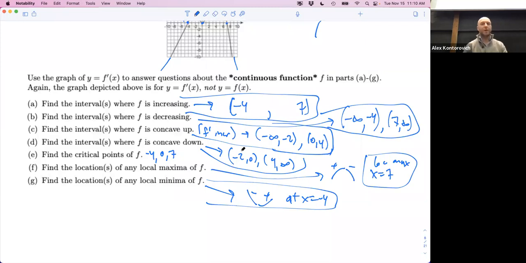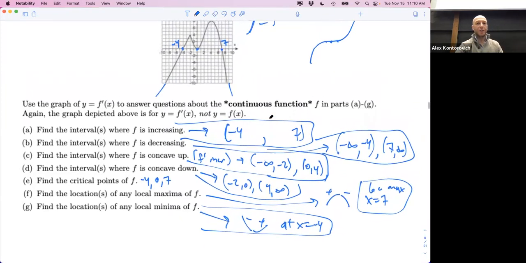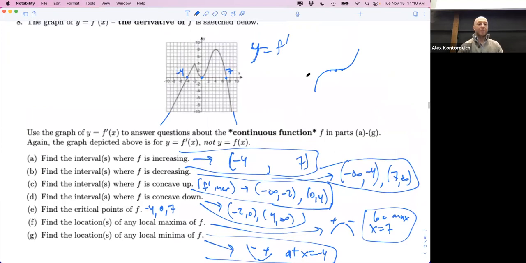We are including 0, because think about what increasing means. Increasing means if I take a step to the right, I go up. If I take a step to the left, I go down. So at that point, if I take a step to the left, the value goes up. If I take a step to the right, the value goes down.